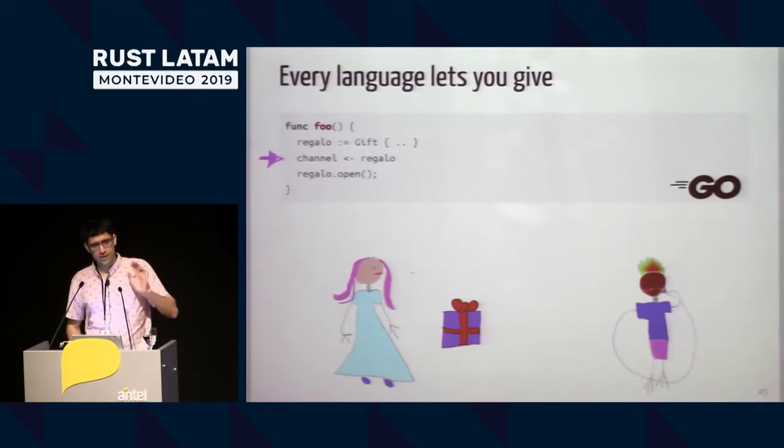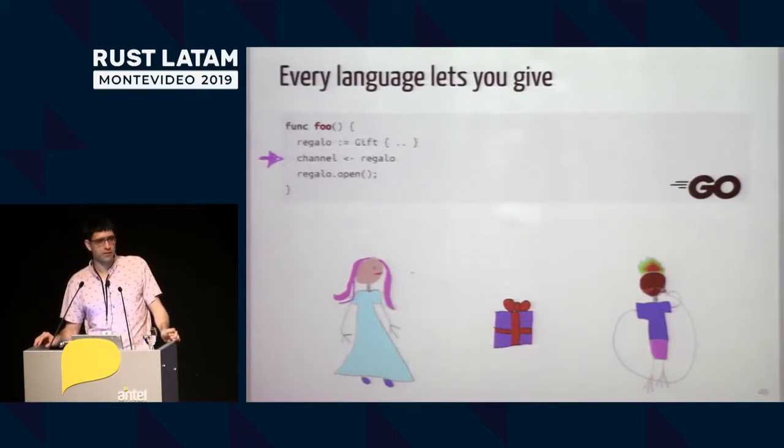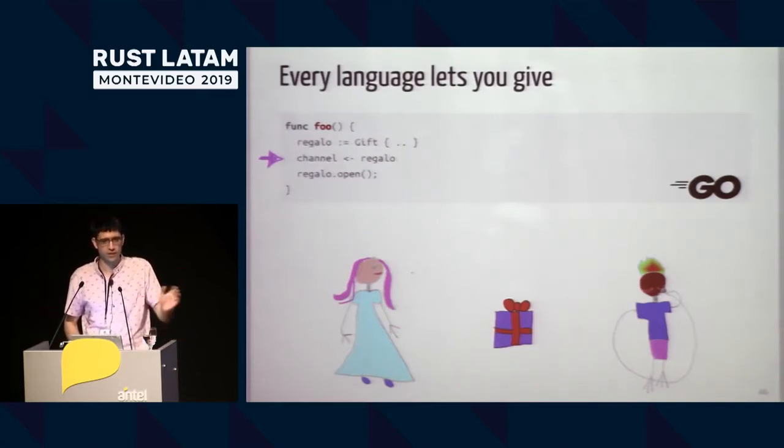But even though we sent it, logically we gave this gift to the other Go routine, I'm going to draw it halfway between them, because really we kept some of it for ourselves. We still have this variable regalo, and we can still use it even though we sent this gift to the other party, and they're maybe thinking that it's theirs now. It's kind of both of ours.